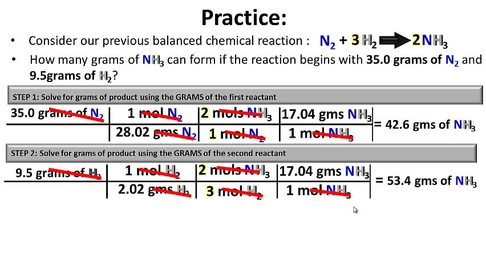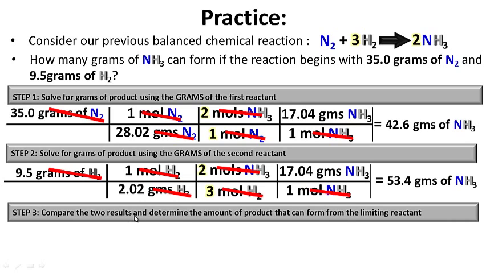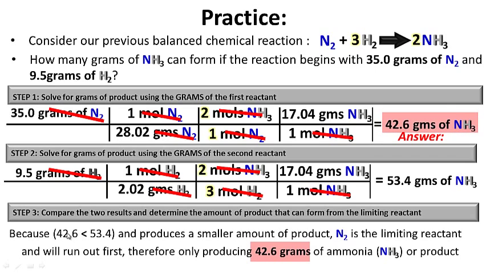Our last step here, compare the two results and determine the amount of product that can form from the limiting reactant. Well, because 42.6 is less than 53.4, it will produce a smaller amount of product. So therefore, N2 is our limiting reactant and will run out first, therefore only 42.6 grams of ammonia can form from our limiting reactant N2. Hopefully you got that right. These are challenging problems, but go back and watch it again if you still need help.